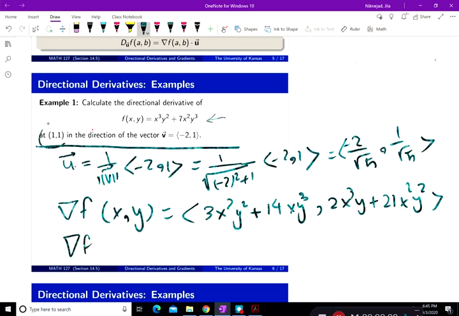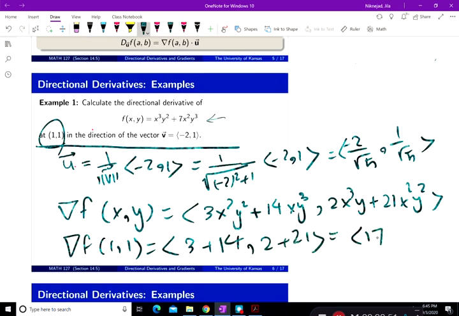Evaluate the gradient vector at the point. Where's the point? The point is right there. And so you get 3 times 1 to the power 2 is 3, plus 14 times 1 times 1 is 14, and then 2 times 1 times 1 plus 21. And that is 17 and 23.